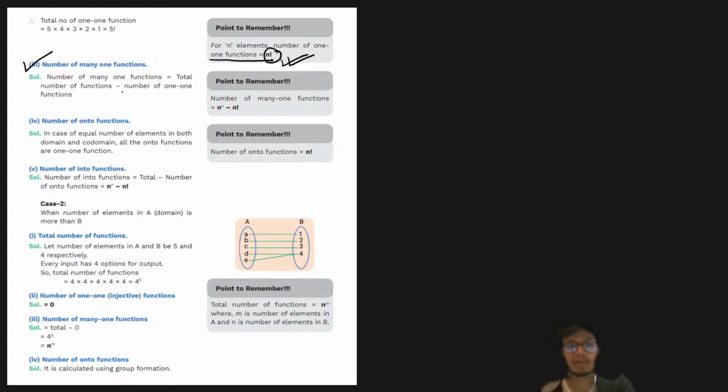Similarly, if I need to count many-one functions, that is very easy. You count the total number of functions and then subtract the number of 1-1 functions from it. That will generate all the many-one functions possible, right? So that is very simple.